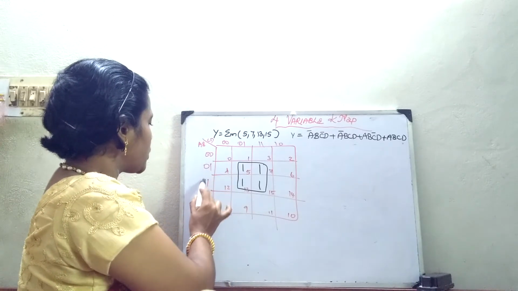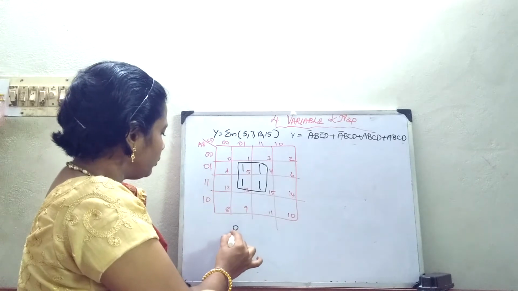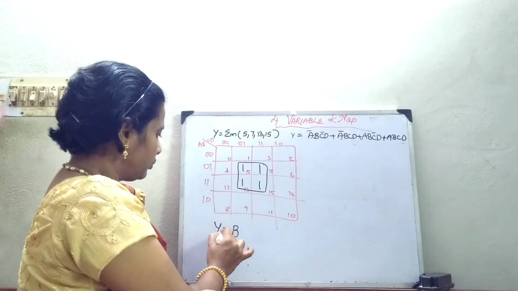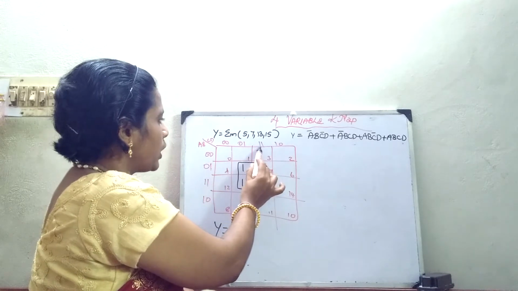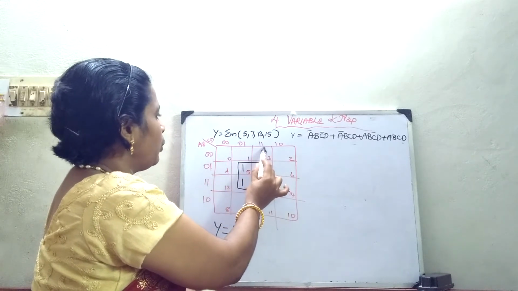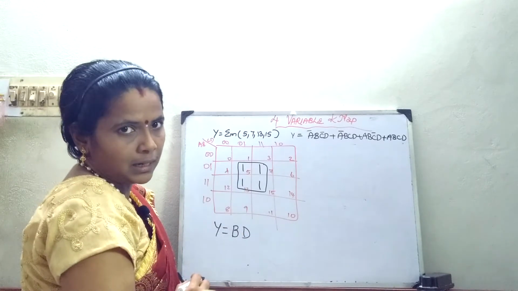See row wise, the first variable is not matching, the second variable is matching, so it is B. Now coming here, the first variable here is 0 and here it is 1, so not matching. The second variable is matching, so it is D. That's all. This is the answer.